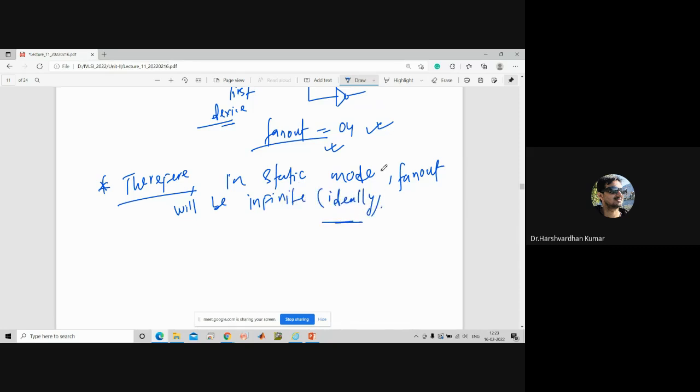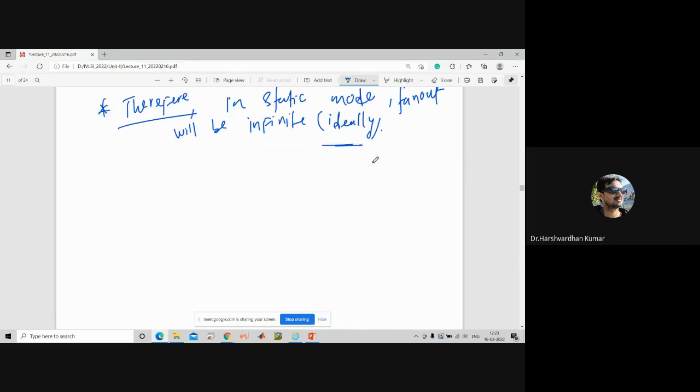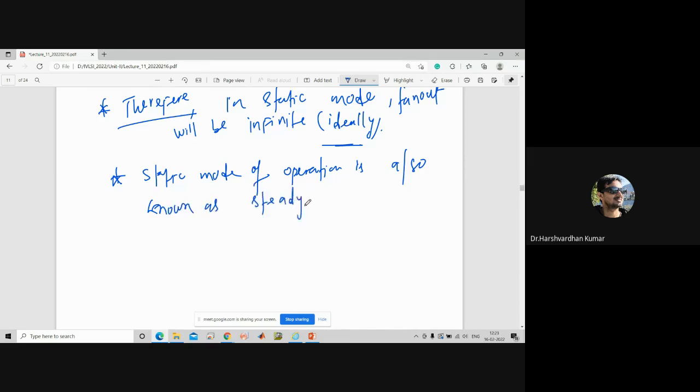Okay. Now, this static mode of operation is also known as steady state mode. Now, what happens in case of transient response?